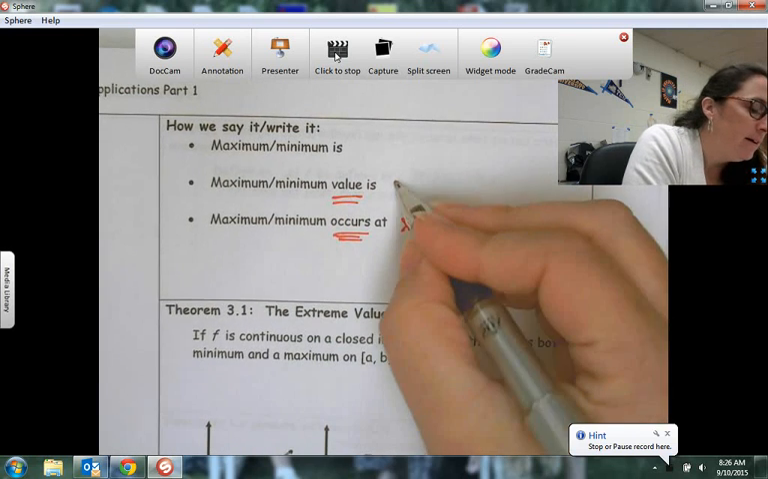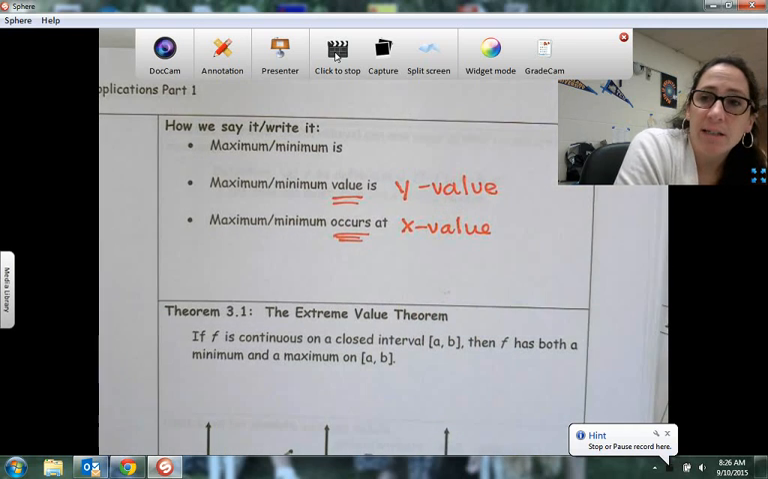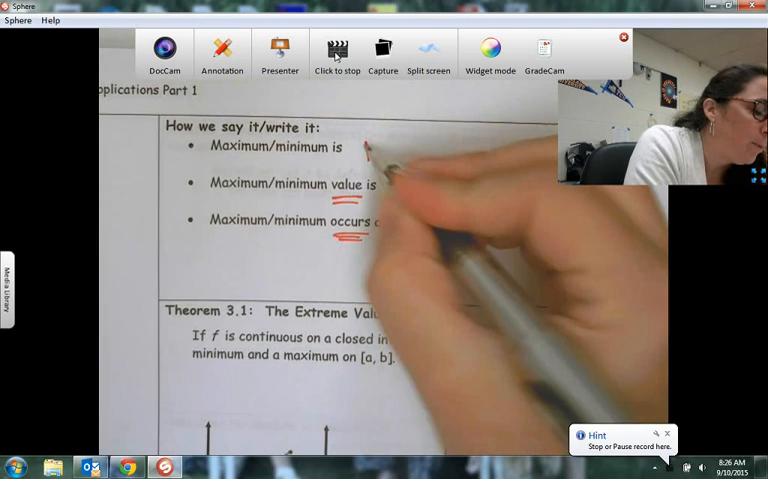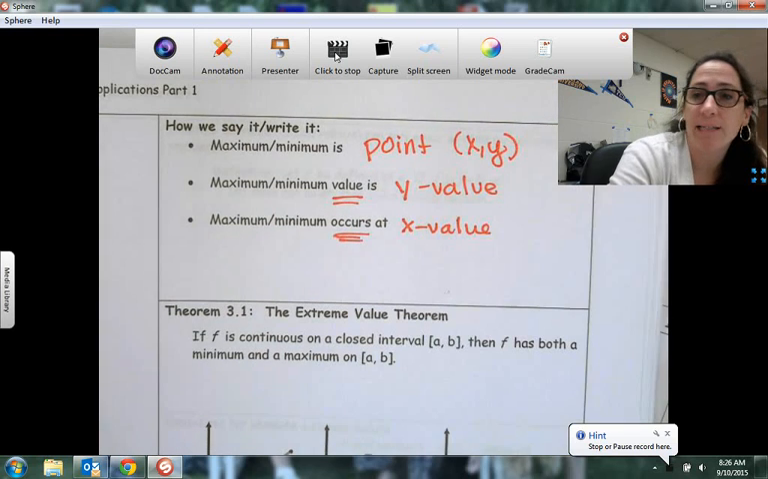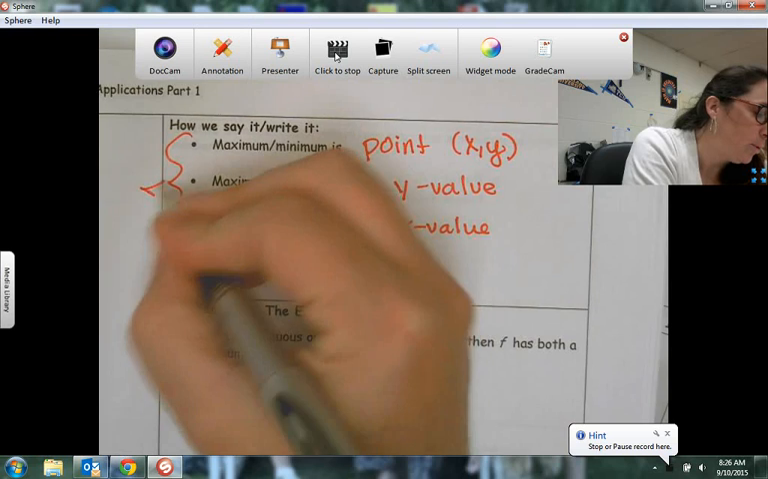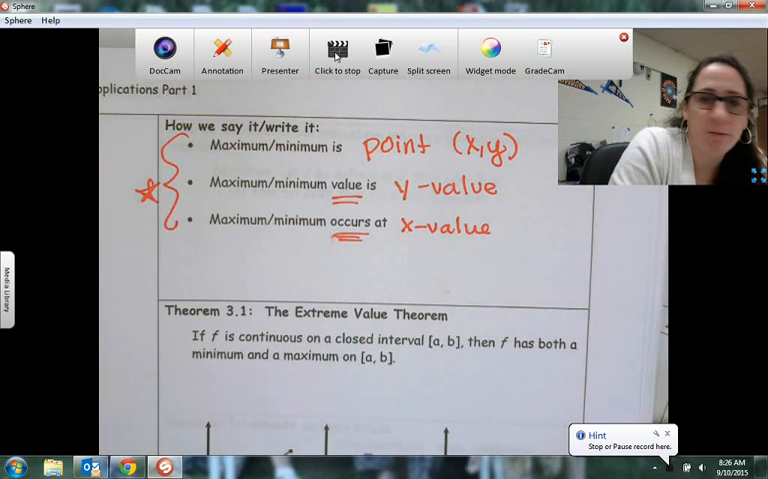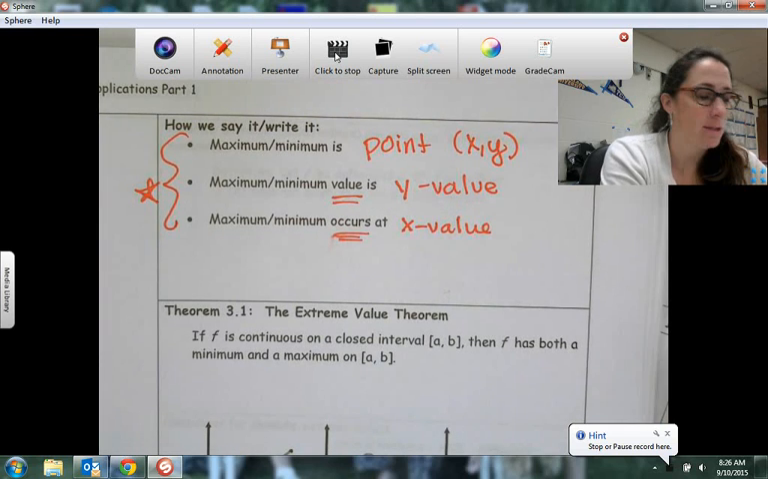Okay, yay, a theorem! So the extreme value theorem. It says if f, the function f, is continuous on a closed interval, so it's closed from a to b, then f has both a maximum and a minimum. So what was the condition for this theorem? It has to be continuous.